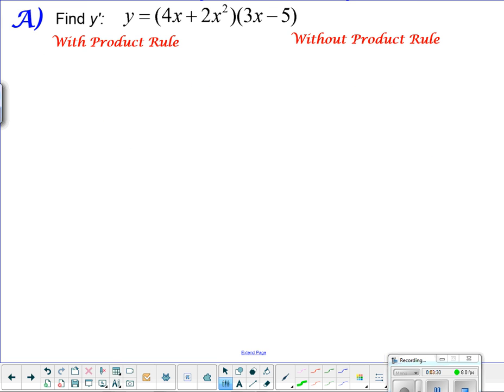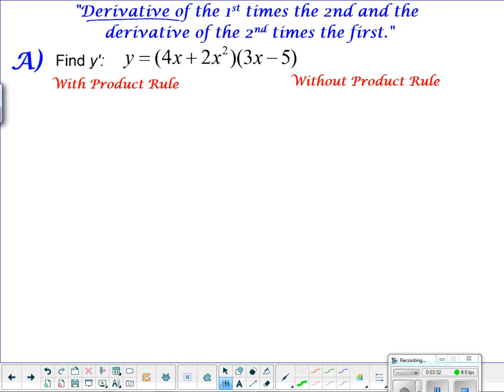Let's go through problem A here. We can see that we have a binomial times a binomial, 2 terms times another 2 terms. We are not going to do it without the product rule. Let's just go ahead and do product rule. So this I'm going to assign to be my f function, and this as my g. And we remember, you have it up above.